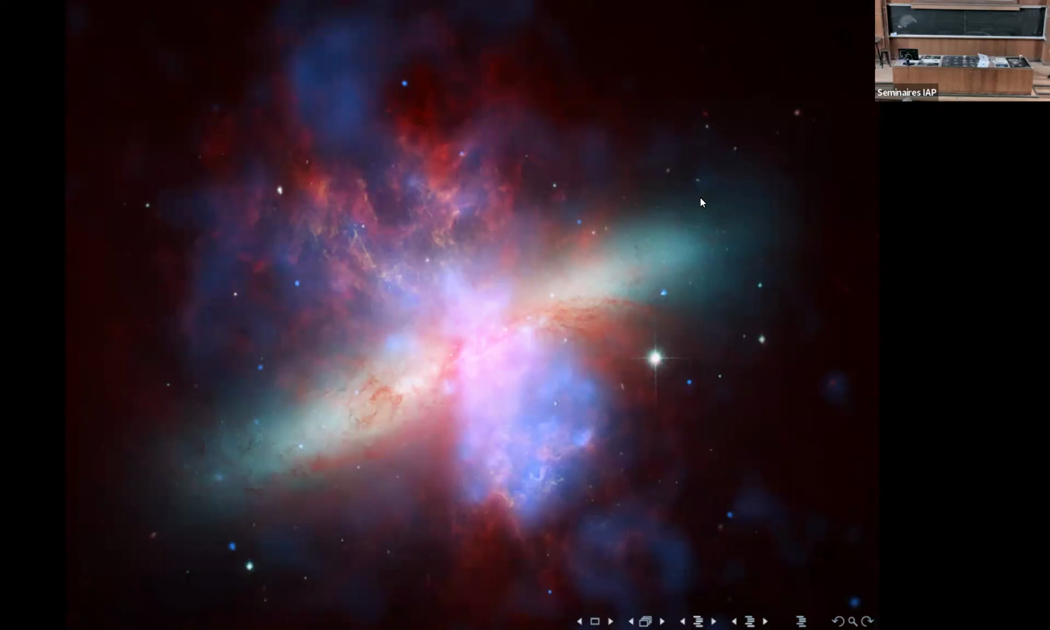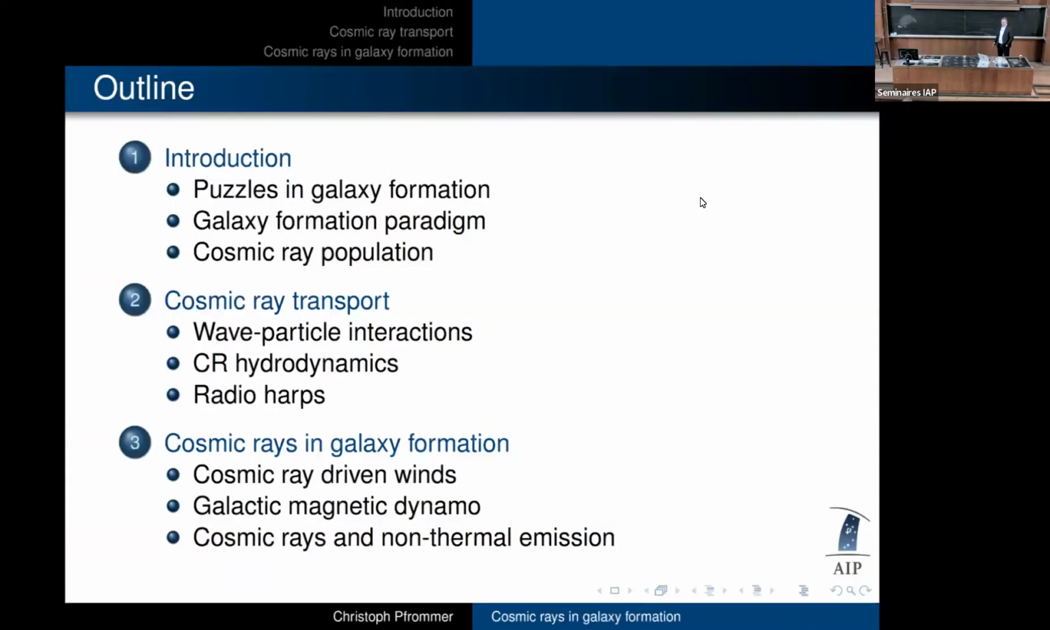In the background, you see M82, a local starburst galaxy, nearly seen edge on. You can see the edge-on disk, and there's a galactic wind emerging from this. You can see the H alpha in red, the X-ray in blue. So this wind is multi-phase. And one of the big questions is, what is the importance of those winds? And what basically drives those winds?